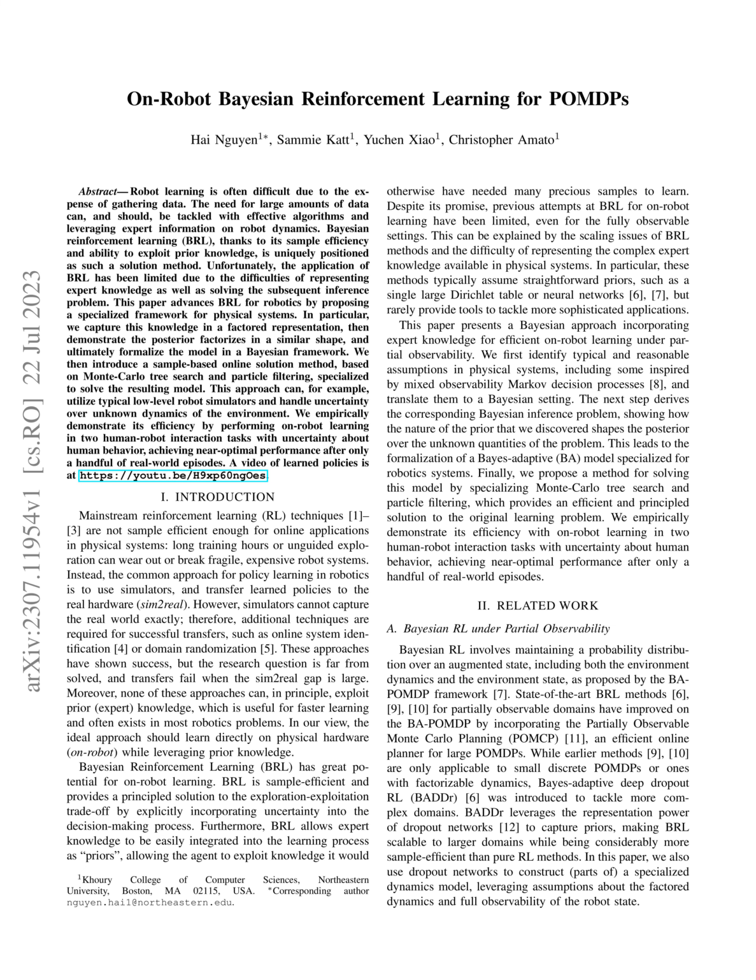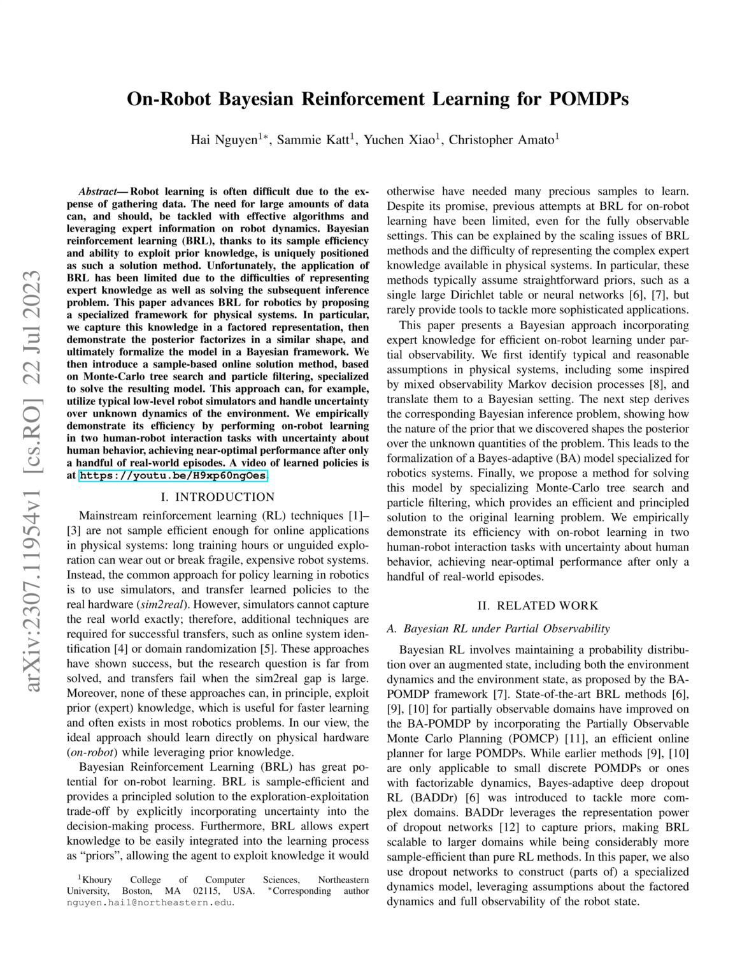We then introduce a sample-based online solution method based on Monte-Carlo tree search and particle filtering, specialized to solve the resulting model. This approach can, for example, utilize typical low-level robot simulators and handle uncertainty over unknown dynamics of the environment. We empirically demonstrate its efficiency by performing on-robot learning in 2 human-robot interaction tasks with uncertainty about human behavior, achieving near-optimal performance after only a handful of real-world episodes.